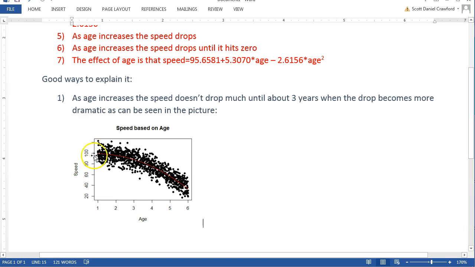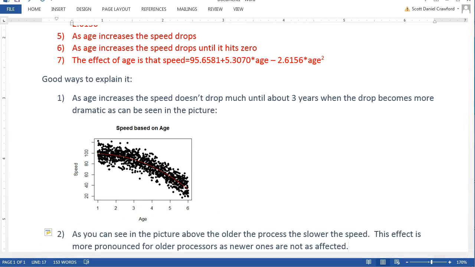Well, here I'm going to describe that the speed doesn't drop much as you age until about 3 years when it starts to drop more. And if that sounds vague to you, it's okay because you have that picture, which is going to cover a multitude of sins. And here's another one that might seem even more vague. As you can see, the older the process, the slower the speed, and it's more pronounced for the older ones than the newer ones. But this sentence really shows that the person is understanding what these variables mean. This is old processors, here's newer ones. The newer ones are still dropping in speed, but not a whole lot. The older ones are dropping in speed a lot.